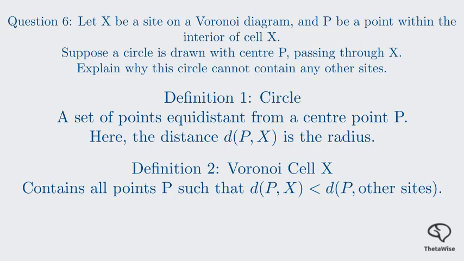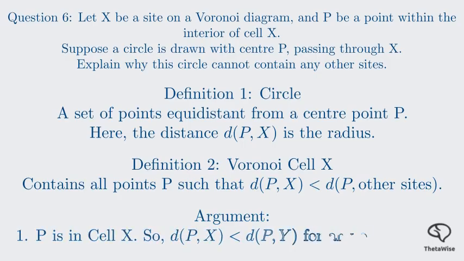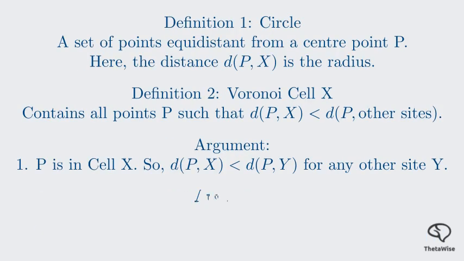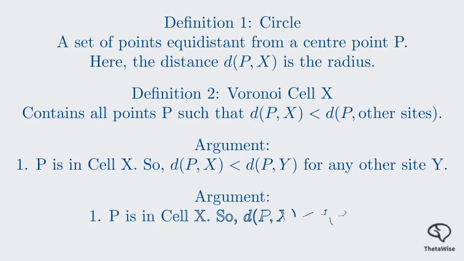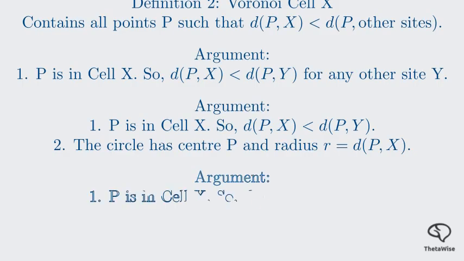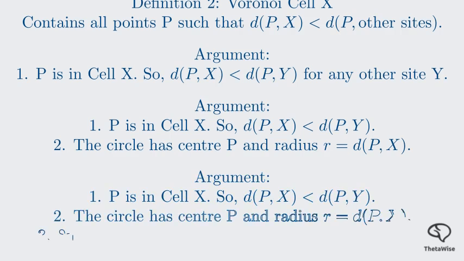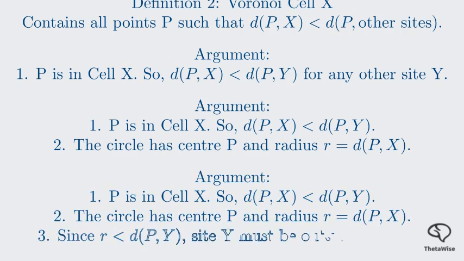Now let's put these two ideas together. Because P is in the interior of cell X, by definition, its distance to site X is less than its distance to any other site, say Y. That is, the distance from P to X is smaller than the distance from P to Y. The circle we drew has center P and passes through X. This means its radius is precisely the distance PX. Now consider any other site, Y. We know that the distance from P to Y is greater than the radius of our circle. Since Y is further from the center P than the circle's radius, site Y must lie outside the circle.